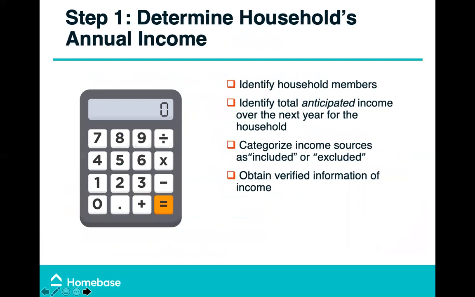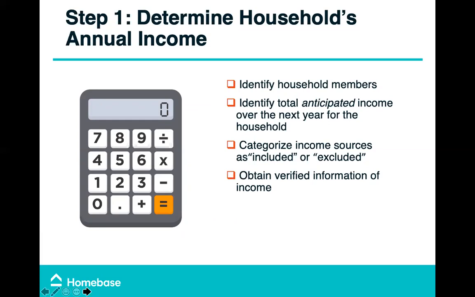Step 1, which is the first step towards calculating rent, is determining annual income. So to determine the household's annual income, you're going to want to first determine who is in the family composition, so who is in the household. Then you're going to want to determine all the total anticipated income that is going to be received in the following year for everyone in the household composition. Then you're going to go through and categorize each source of income as included or excluded. Included income will be included in your rent calculation, and excluded income will be left out.